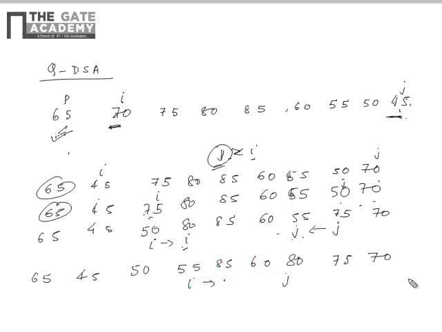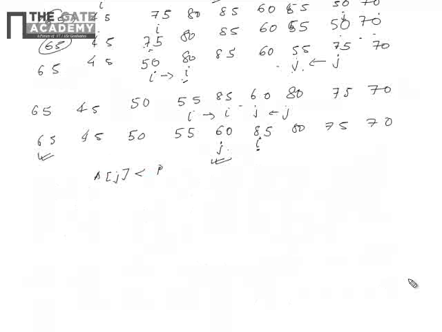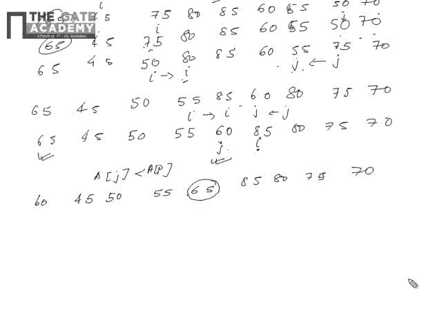Now I and j point here. Again this is not satisfied, so swapping will happen: this will be 60, this will be 85. Now if we decrement j, j will point here and I will point here. Since j is less than I, we compare this value with the pivot element. A of j is less than a of p, so we swap these two values, and in the first pass the array will be 45, 50, 55, 65, 85, 80, 75 and 70. Now the pivot element has come here, so the partition will happen.